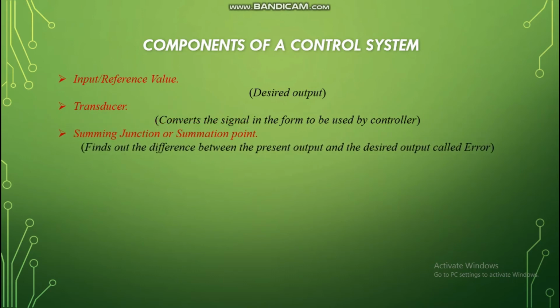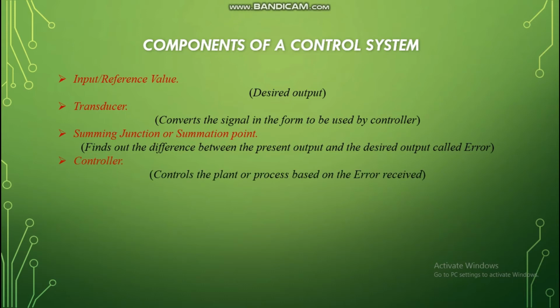The third part is the summing junction or summation point. It finds out the difference between the present output and the desired output, called the error. So the purpose of the summing junction or summation point is pretty much clear. It checks whether our actual output is equal to the desired output, or the actual output is less than the desired output, or it is more than the desired output. That's the function of our summation point.